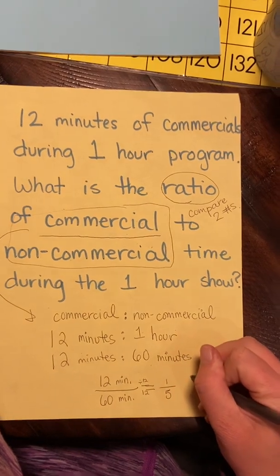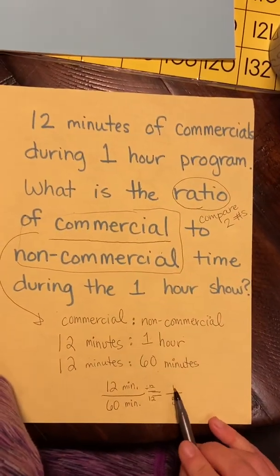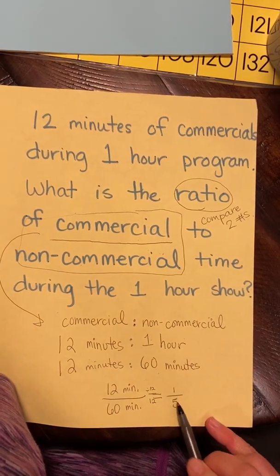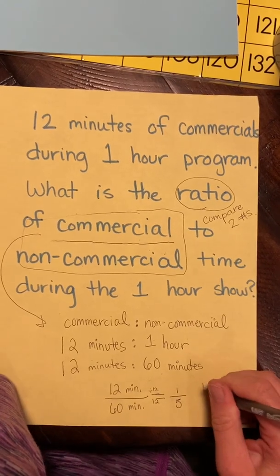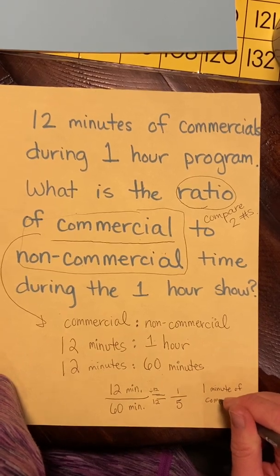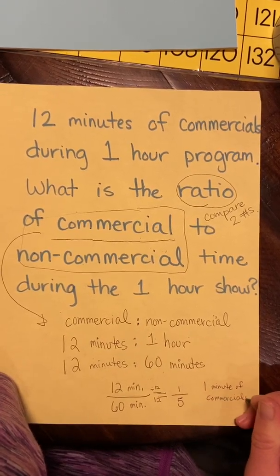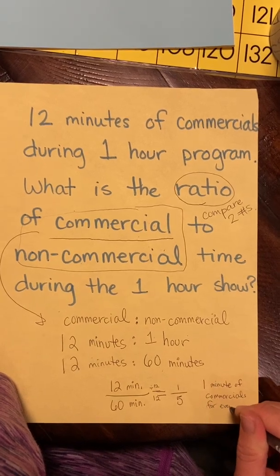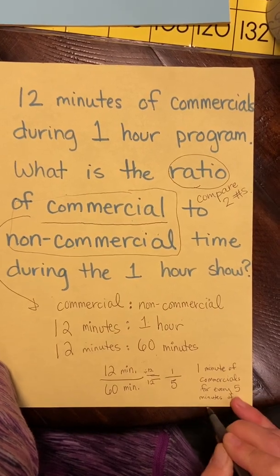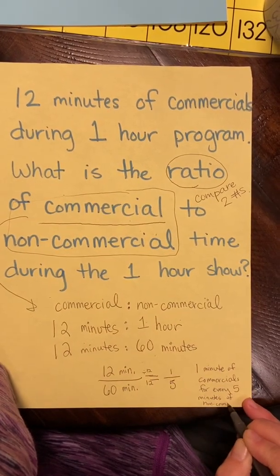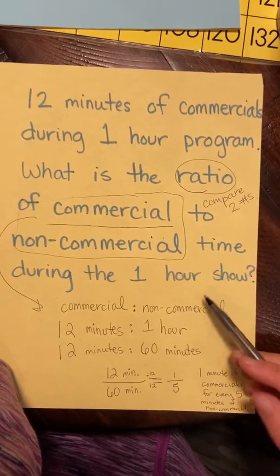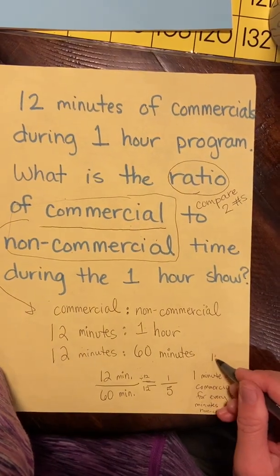So for every 1 minute of commercial time, there's 5 minutes of non-commercial time. 1 minute of commercials for every 5 minutes of non-commercials. I know it's a lot to write, but I'm explaining the ratio that I got for this problem. 1 to 5.